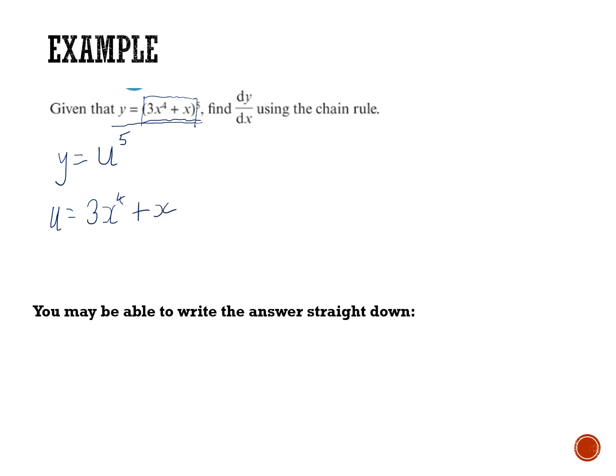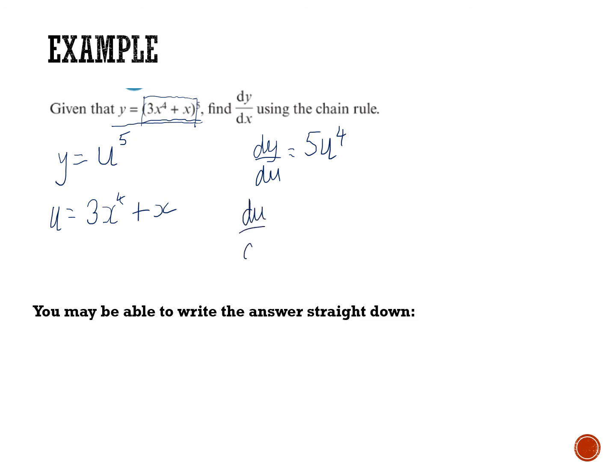So you're happy with that? On the previous page, remember, we had sine of something, and the bit in the bracket became the u. We had e to the power something, and the power became the u. For this one, where we've got a bracket raised to a power, it's the bracket that becomes the u. Let's do our differentiation then. Dy du, remember differentiation? Bring down the power, reduce the power by 1.